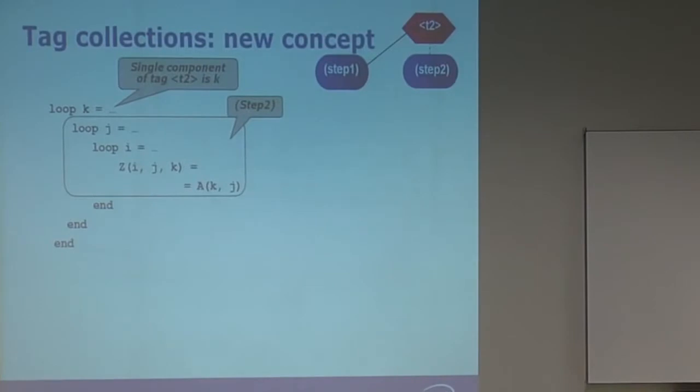So the grain of the step is under your control. So it might be the case that the 2 inner loops are within a step. They're not outside the step. So the step 2 then will take more time. It's a bigger computation. And the tag components, in this case, will only be K. So there'll be fewer instances of tags, but they'll represent a bigger piece of work. And that's all up to you.